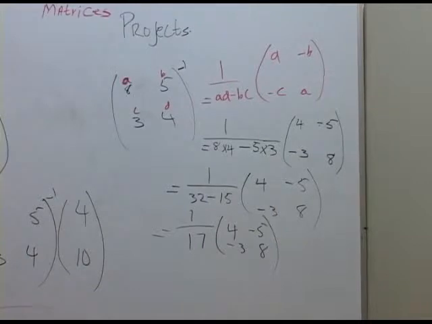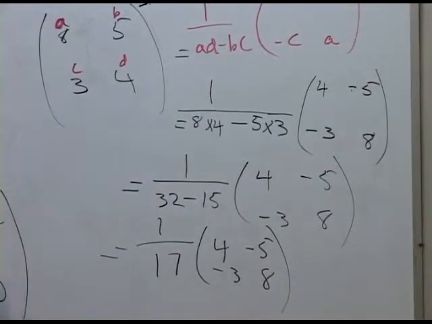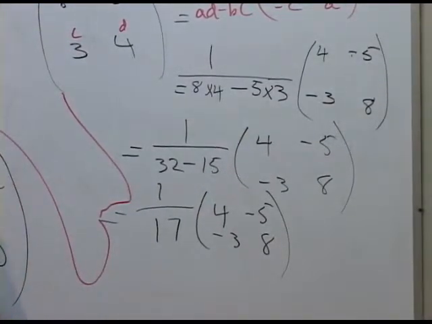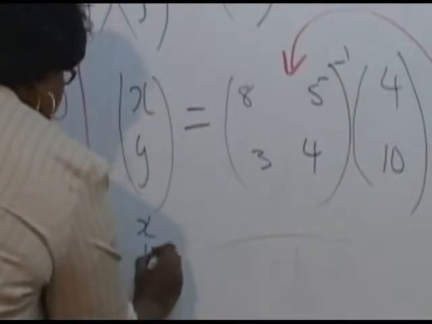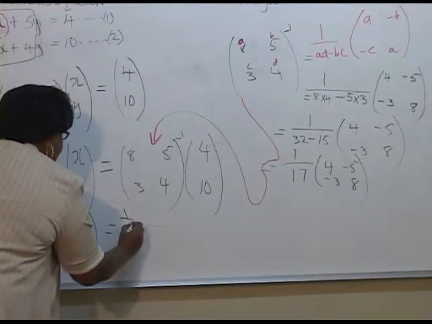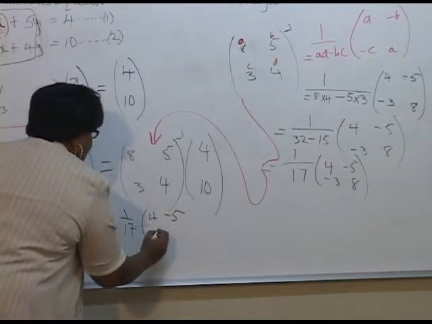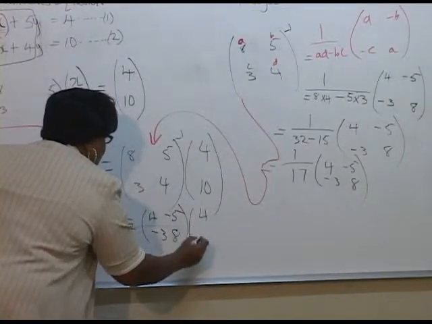And then so what we do, the answer that we got for the inverse is now substituted into our original equation. And so we are going to be writing then that x, y is now equal to, the inverse is 1 over 17, and it's times 4, negative 5, negative 3, 8, and it is times 4, 10.